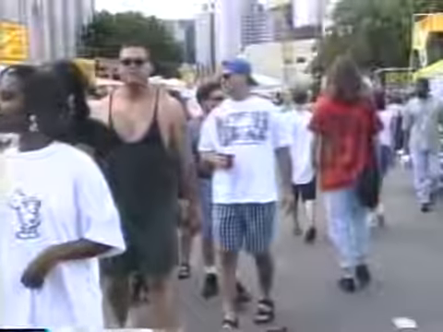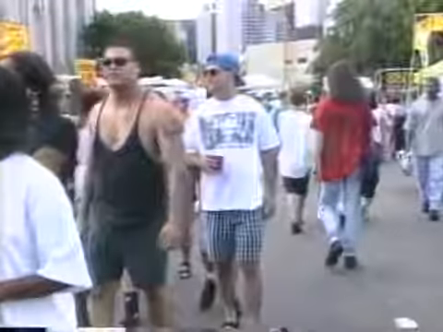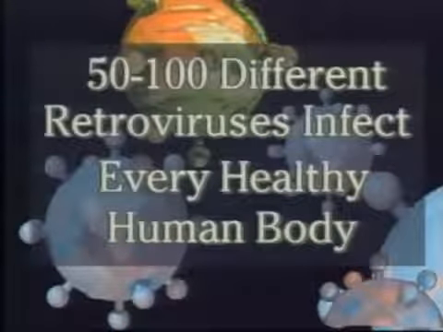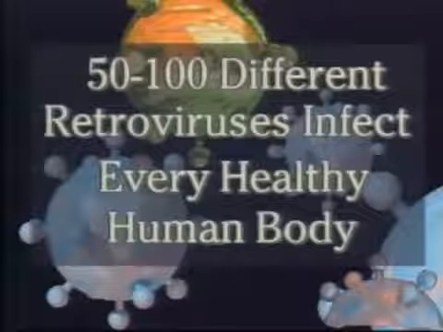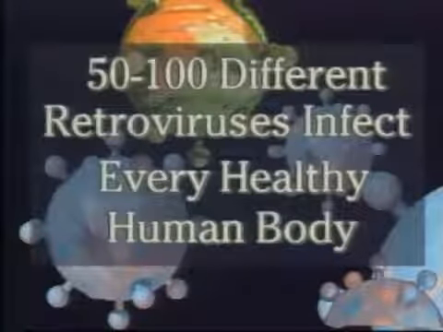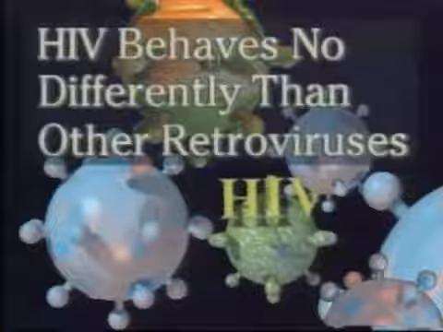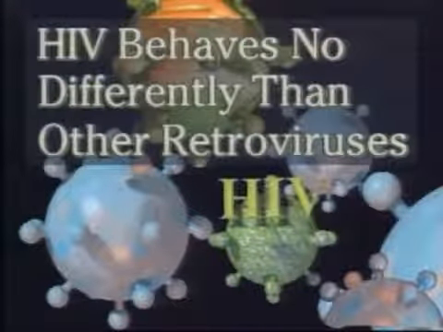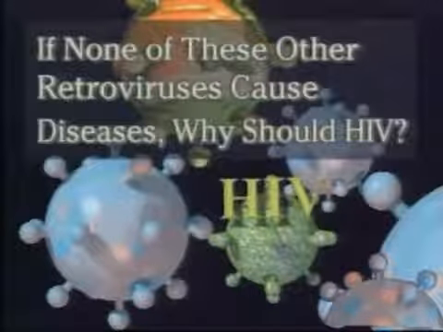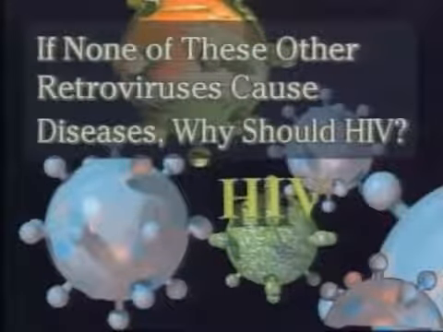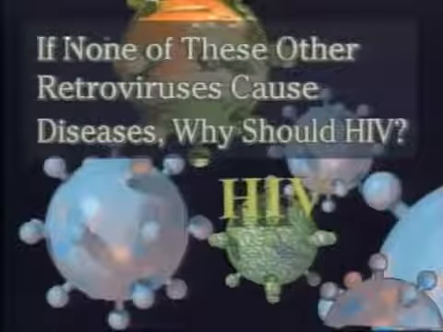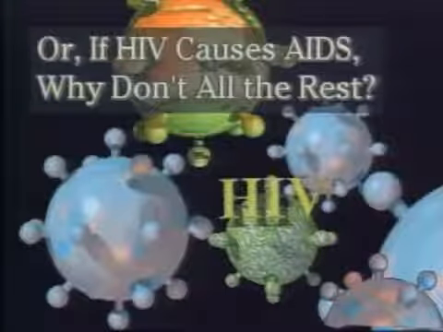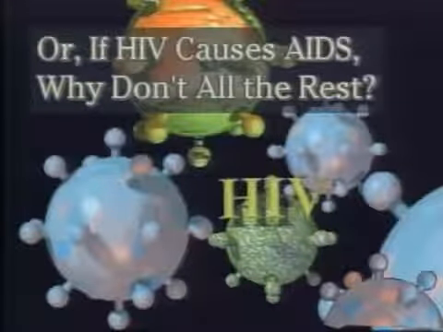What most people do not know is that there are as many as 50 to 100 of these retroviruses that can be found in every healthy human body. All have the same 3 genes, and all are kept under control by antibodies after infection. HIV behaves no differently than the others in the way that it mutates, becomes dormant, and reactivates. So the question is, if none of these other retroviruses cause diseases, why should HIV? Or vice versa, if HIV causes AIDS, why don't all the rest? So there's no genetic reason to explain why HIV would cause AIDS.